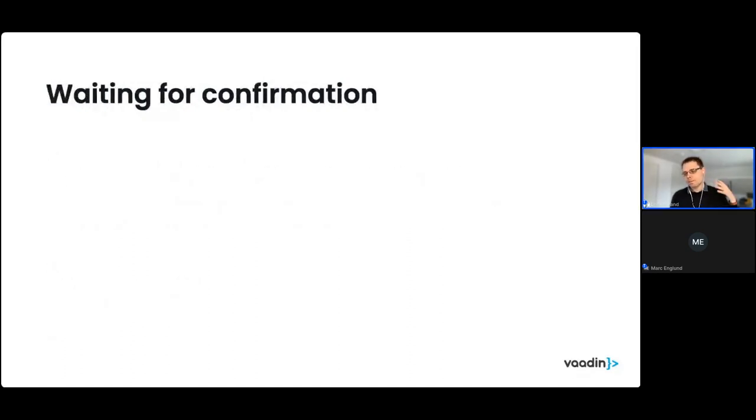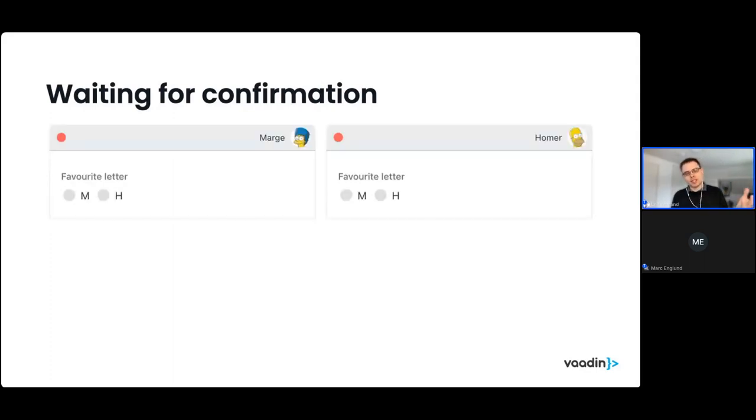Another thing, because we're a cluster, we have latency, which means that depending on the UI case you have, you might need to wait for confirmation also. So a really simple example here, we have again Marge and Homer. They should just pick their favorite letter, and like you might guess, Marge picks M and Homer picks H.